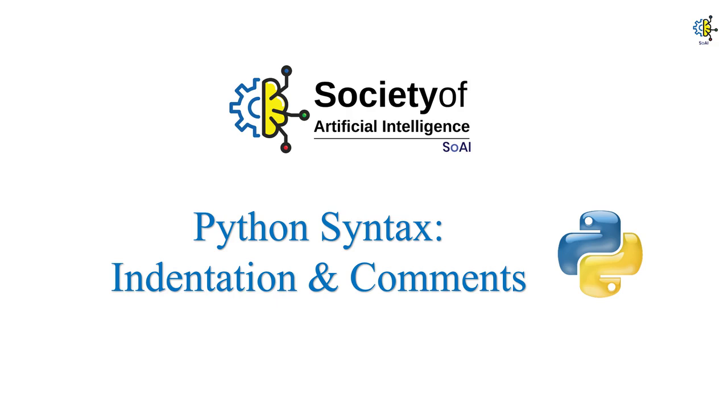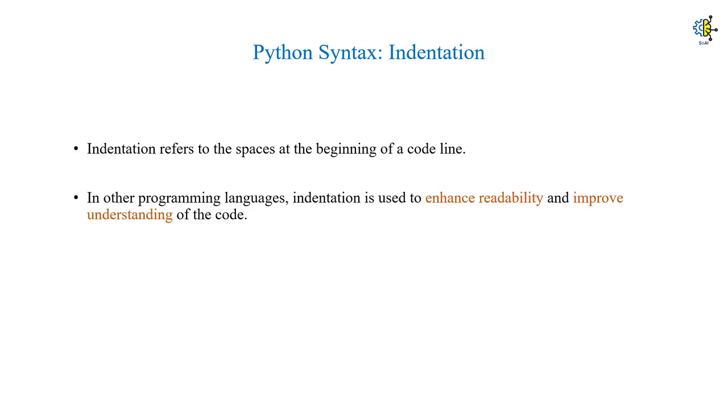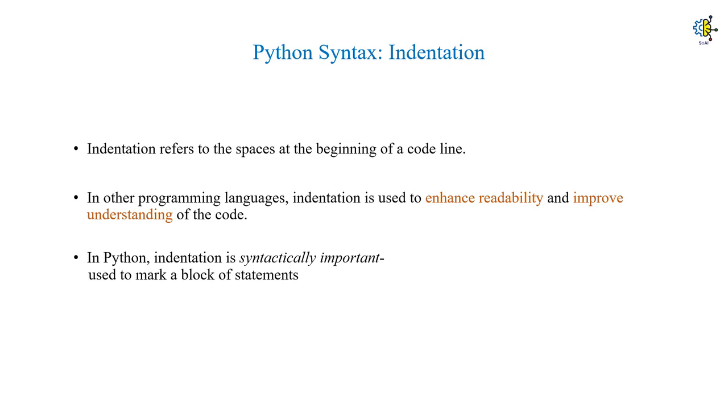We will be starting with the basic syntax of Python with respect to indentation and comments. What is indentation? Indentation refers to the spaces that we give at the beginning of a line of code. Usually, in other programming languages, indentation is used to enhance readability, improve understanding of the code, and the general structure of the code that you see on the screen. However, in Python, indentation has syntactical importance, which means that indentation is actually used to mark a block of statements or a group of statements which are on the same level.